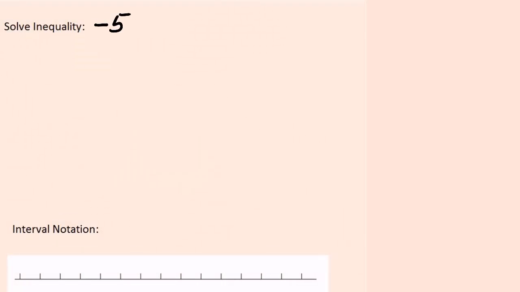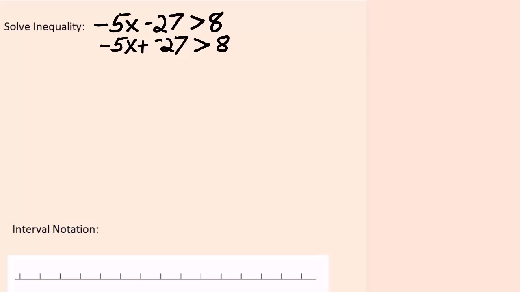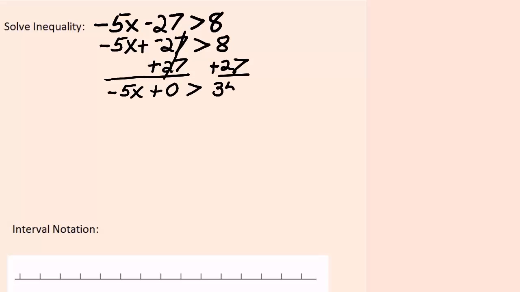Let's solve an inequality. Negative 5x minus 27 is strictly greater than 8. First, I rewrite my inequality the way it really is. Negative 5x plus negative 27 is strictly greater than 8. Then, I do just what I would do if this were an equation. I add the opposite of negative 27 to both sides, so I get 0 on the left. I'll have negative 5x plus 0 is strictly greater than 8 plus 27, which is 35. And since negative 5x plus 0 is negative 5x, I have negative 5x is strictly greater than 35.